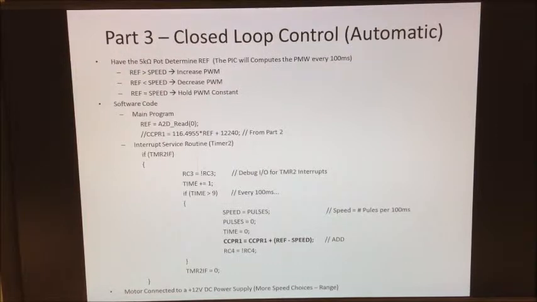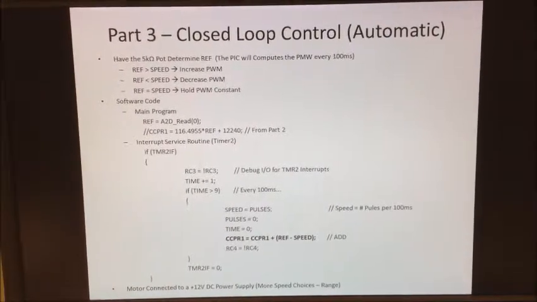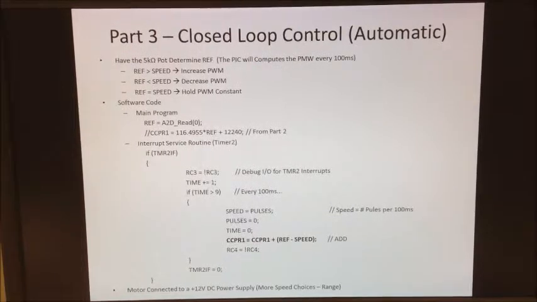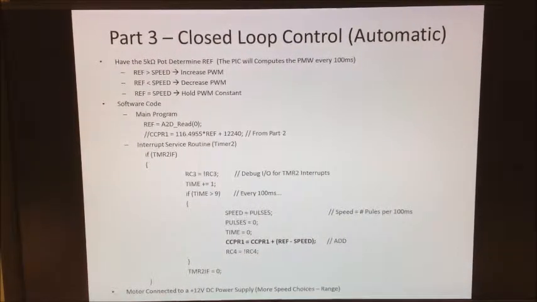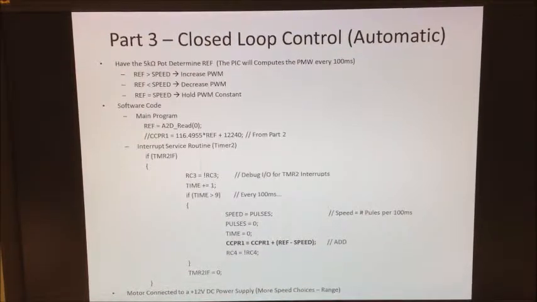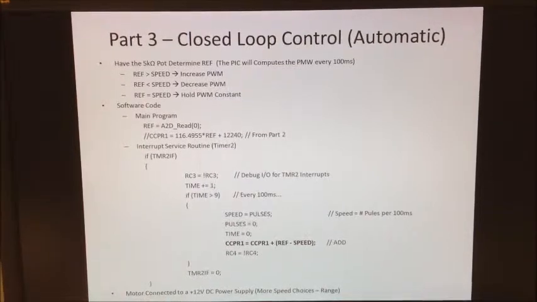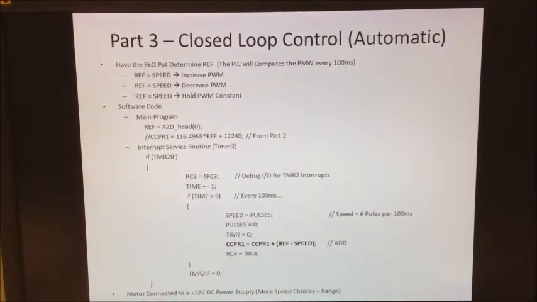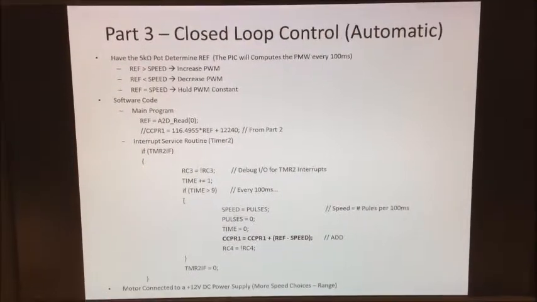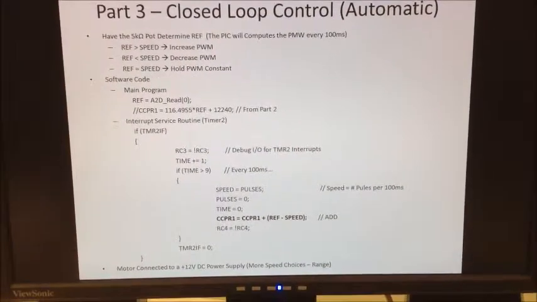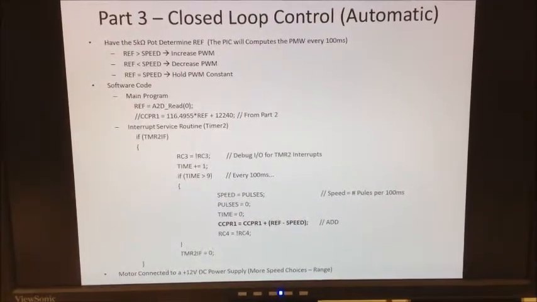Alright, for part 3 we'll be using the potentiometer to set the speed, or the reference speed that we want it to go at. If the actual speed is less than the set speed, the PIC will increase the pulse width. If the speed is greater than the set speed, it will decrease the pulse width, and if they're both equal, it will hold whatever pulse width it takes to maintain that speed. And in the main program, that's just CCPR1 plus the quantity of the reference minus speed.